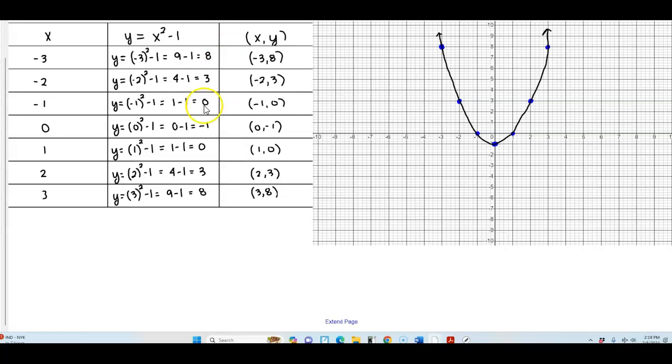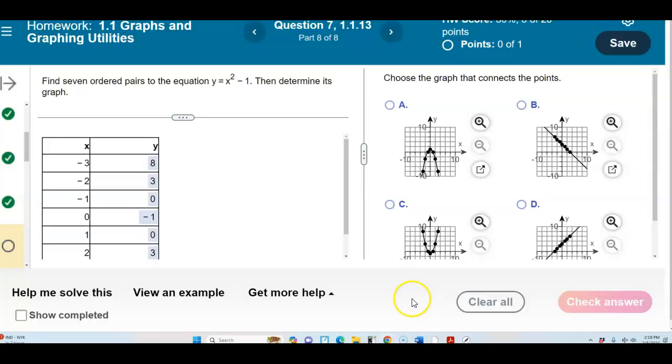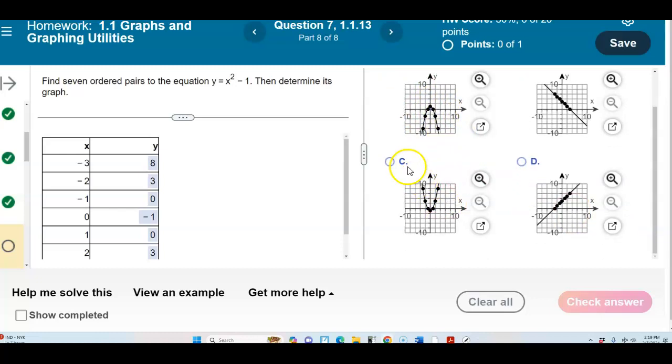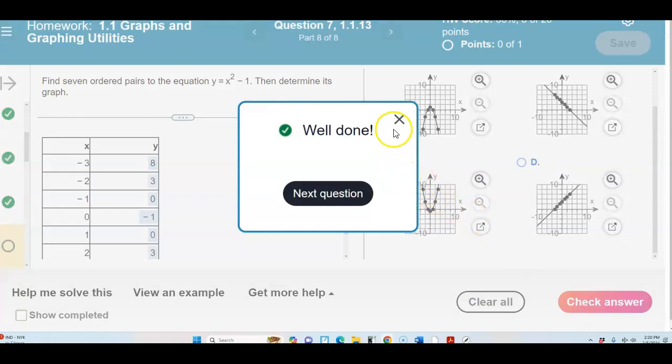So there is our graph. Now let's make sure that we pick the right one. Obviously we're not going to include B or D because it doesn't look like that shape. For A, you can see that this U shape is going down, so it looks like it's going to be C. So let's check C, check our answer, and then we're correct.